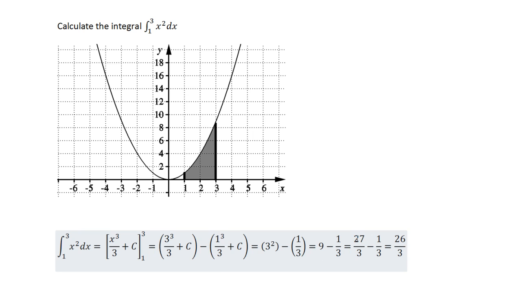Then we get 27/3, or 9. It's the same thing. 9 is 27/3 minus 1/3. So 27/3 minus 1/3 is going to be 26/3. So that is the integral, or in this case, the area in gray.